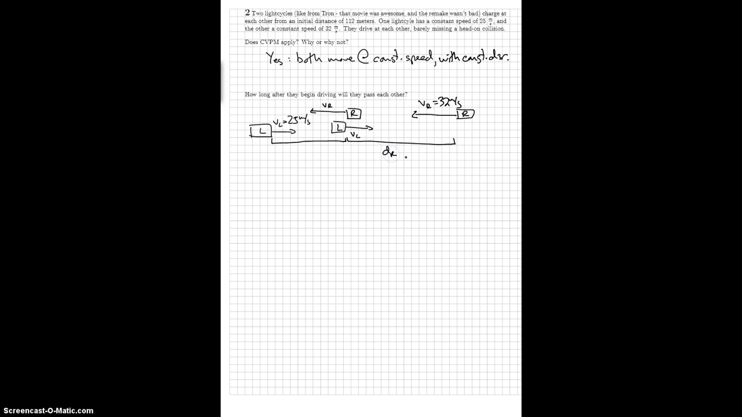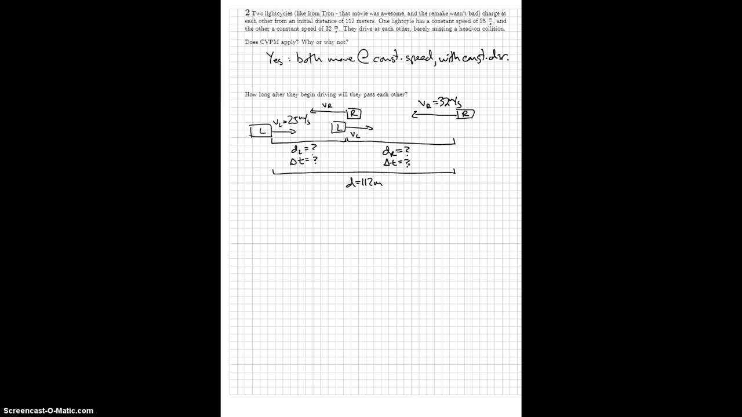The distance driven by the right bike is unknown, as is the distance driven by the left bike. What we do know, however, is that this total distance is 112 meters, and these two take the same amount of time to do these motions, though we don't know what the time is. In fact, that's what we're solving for.